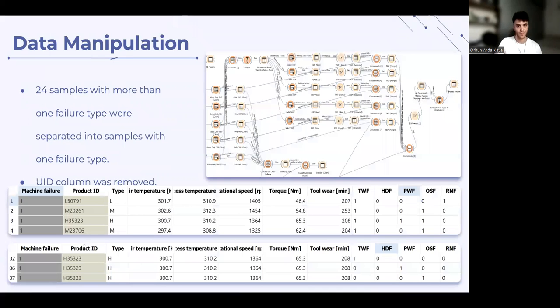Next slide, please. Hi, I'm Eray Bedir from Information Systems Engineering. We had some problematic data, and we thought that we should just delete it at first. But our supervisor, Professor Murat Karakaya, said you have an imbalance in the dataset and you shouldn't delete minority classes. So we split the 24 samples with more than one failure type into different samples with different failure types, and the UID column was removed.